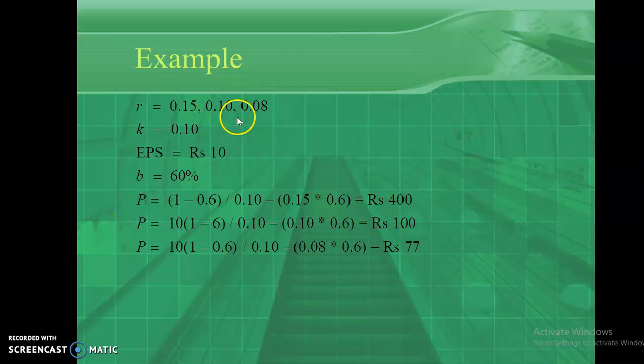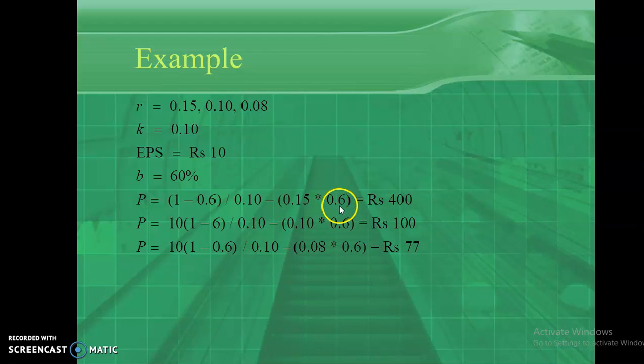And the third one also you will get like that: 10 into 1 minus 0.6 divided by 0.10 minus 0.08 into 0.6. So you will get 77 rupees. So different values you are getting. The first one is 400, the second one is 100, the third one is 77.